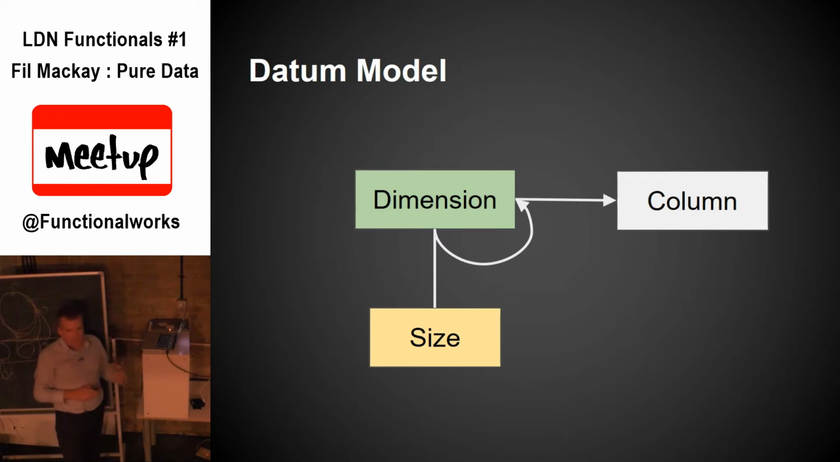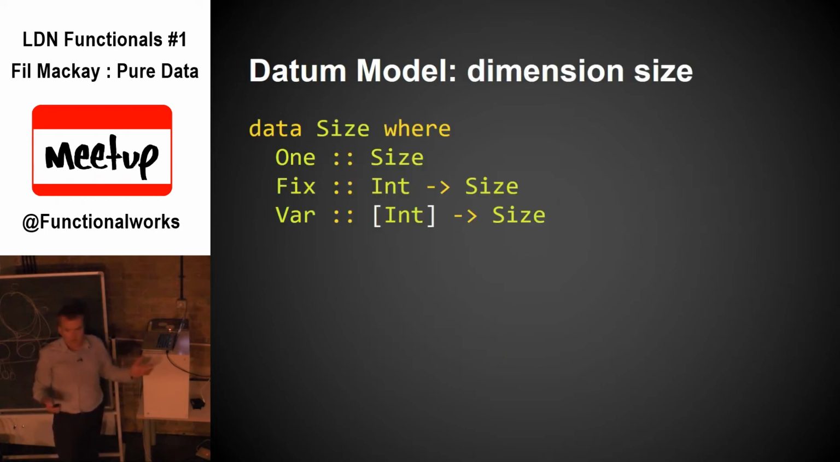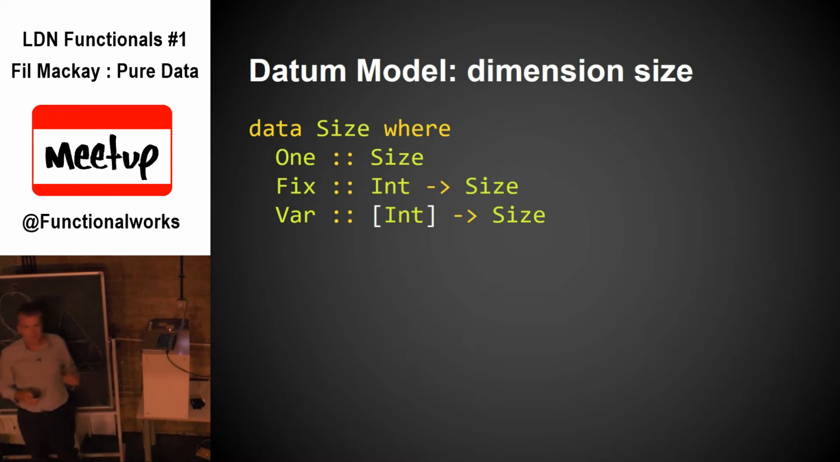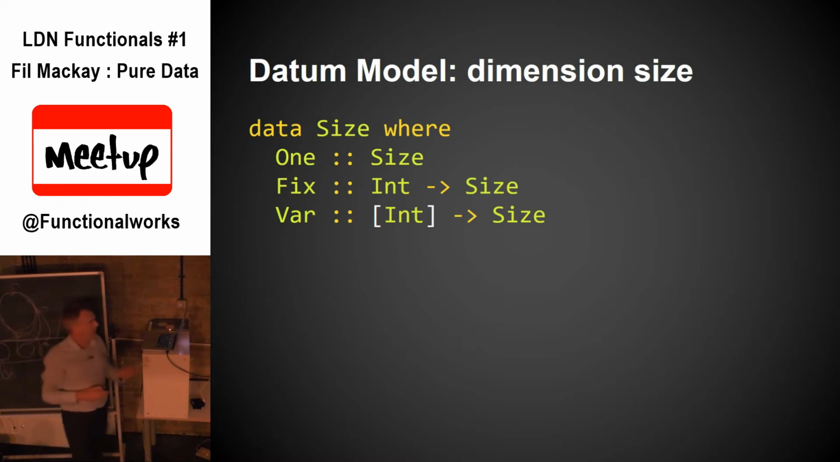So a dimension has a size. That size can be of three different types, which we'll get to in a second. But a dimension can contain many children, so it's a tree graph, and a dimension can contain many columns, and that's basically it. There's really nothing more to the model than that. So if we look at it in terms of Haskell code, this is the only Haskell code you'll have to look at. We'll start with the simplest one, size.